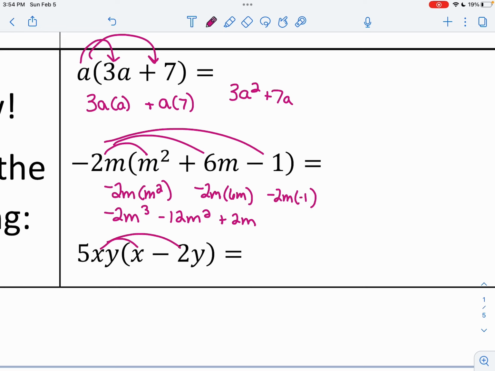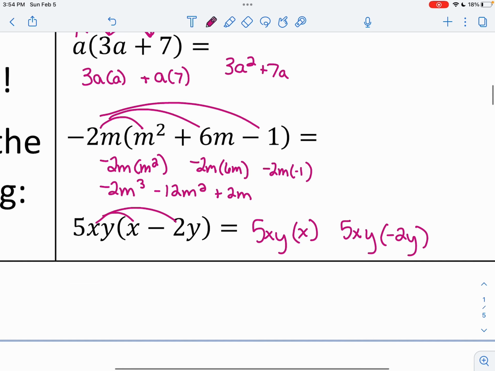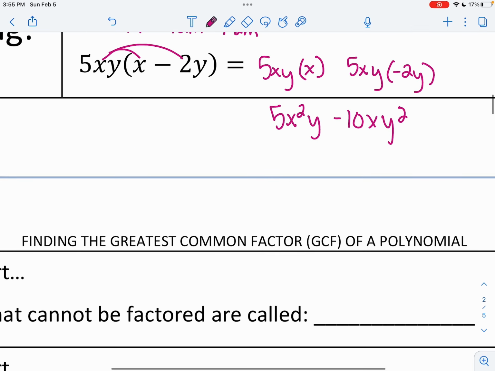And then if we were to distribute here, we would get 5xy times x minus 5xy times negative 2y. Excuse me, I didn't mean this extra negative sign there. That's my fault. I apologize. Which would end up giving us 5x squared y minus 10xy squared. So all of that you were already quizzed on and already have background knowledge of how to distribute. So today I'm going to teach you how to take a factor out. So instead of multiplying, we're actually dividing out the GCF.